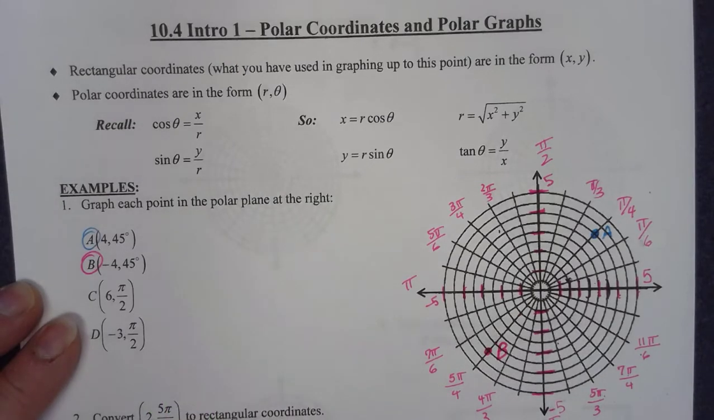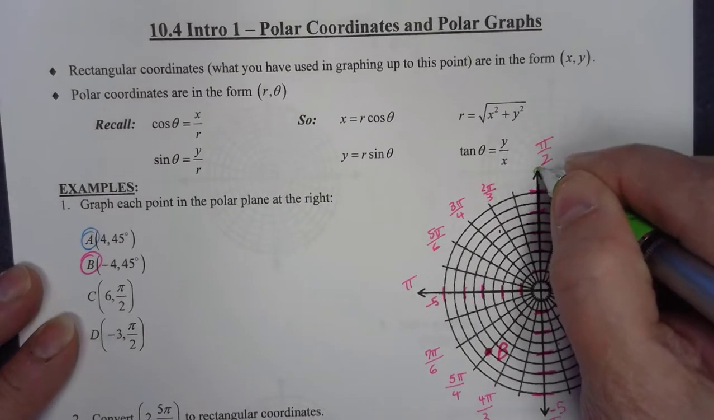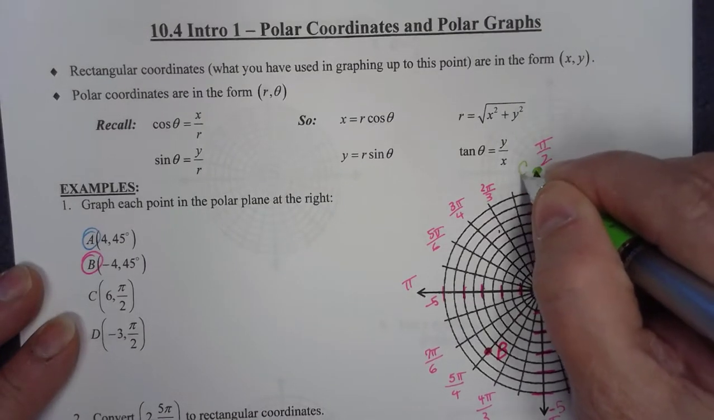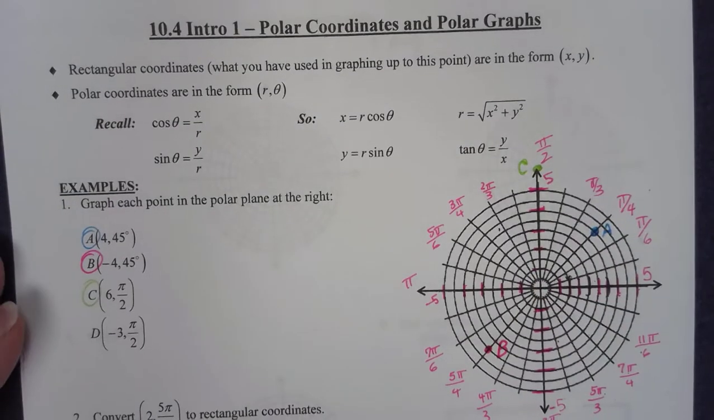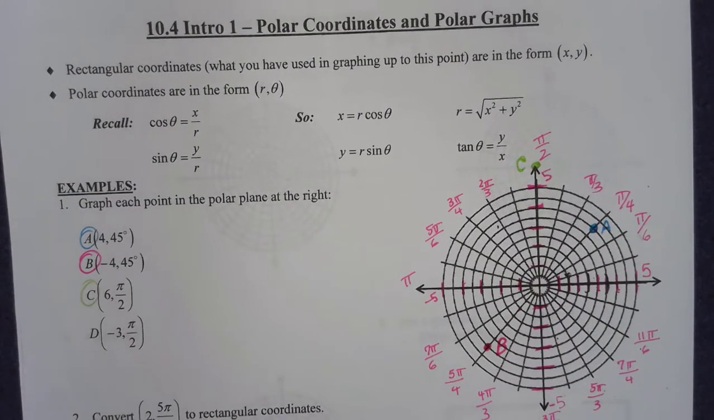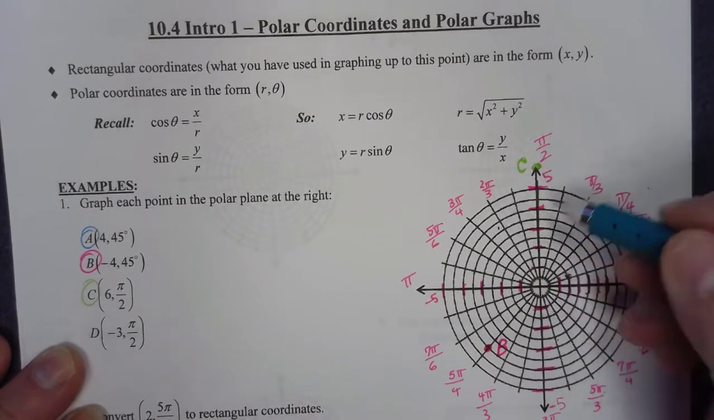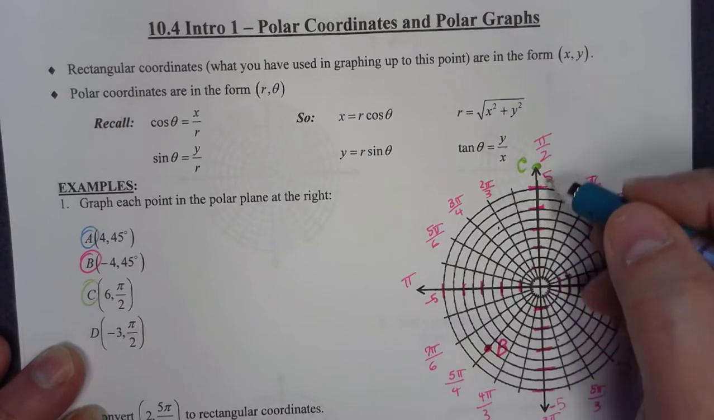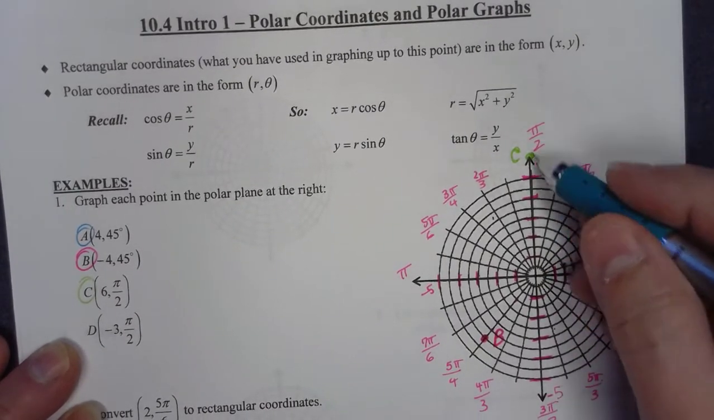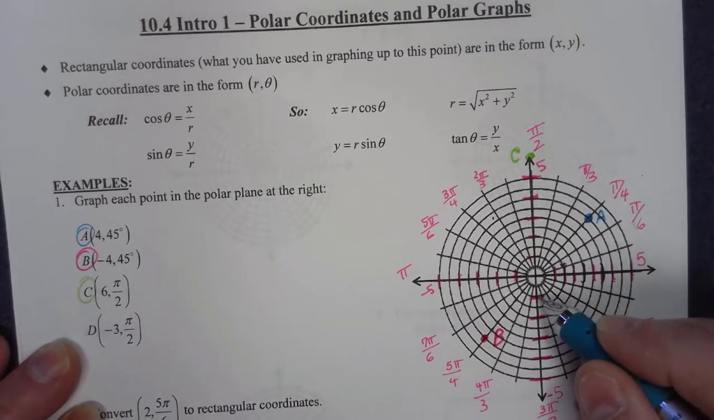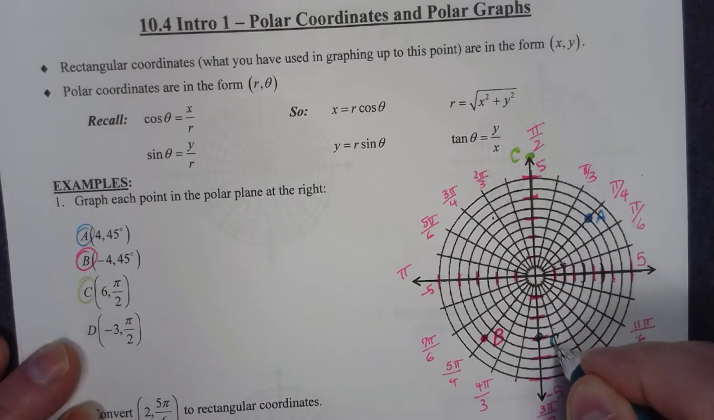Now what about point C? 6 and pi over 2. Well, pi over 2 is here, and 6, I don't even have 6 units, so I'm going to go one more past that, and here it is, C. And then D, -3 and pi over 2. Here's pi over 2. -3 would be on the pi over 2 radius, but in the negative direction, not that direction, this direction. 1, 2, 3. And there is D.